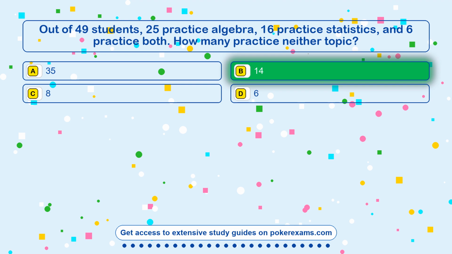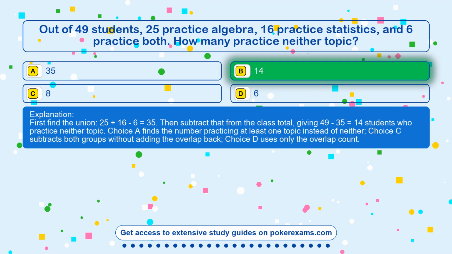The correct answer is option B, 14. First find the union, 25 plus 16 minus 6 equals 35. Then subtract that from the class total, giving 49 minus 35 equals 14 students who practice neither topic. Choice A finds the number practicing at least one topic instead of neither, choice C subtracts both groups without adding the overlap back, choice D uses only the overlap count.